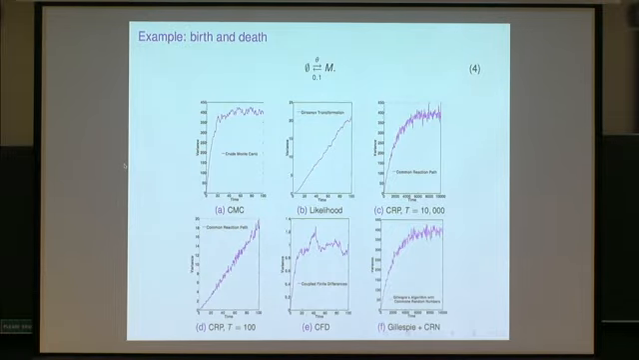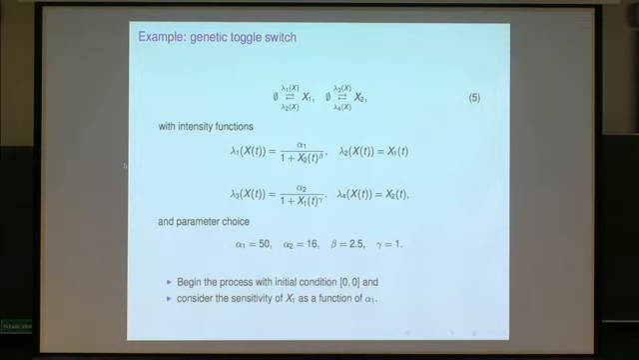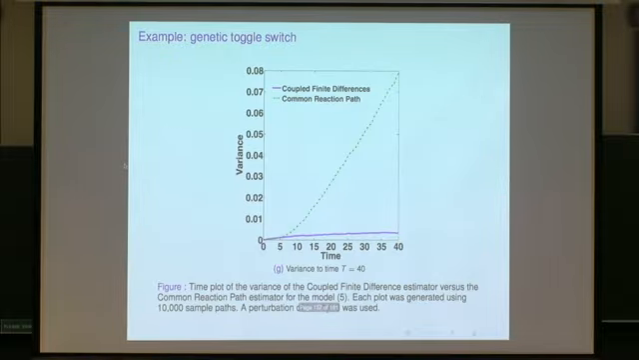So it's about 400 times more efficient. The variance is 400 times lower. So it really works, and it ends up saving you huge amounts of computational time. Here's another example, the Schlogel model, I think, some genetic toggle switch. Again, same story. If you couple using common random numbers, the variance grows and grows and grows and grows.